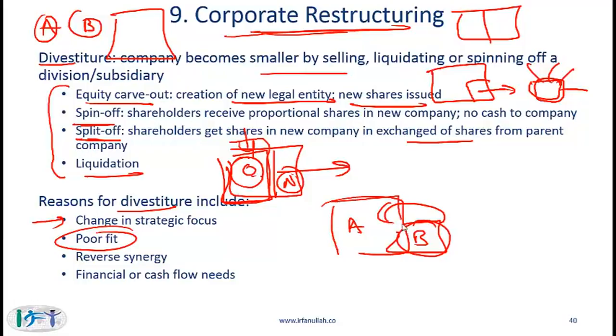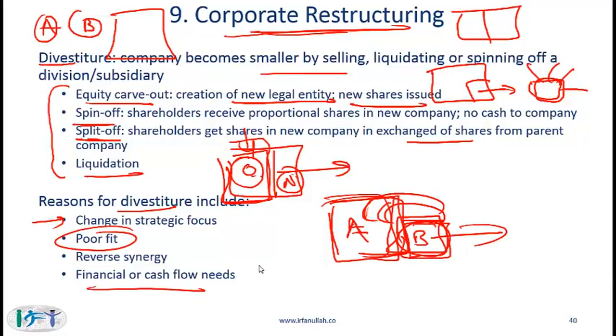Another silly example, let's say you are in the automotive industry. A is known to make luxury cars, so hits the high end of the spectrum, and then this division makes low-end cars. And you figure out that because of this low-end division, that is having a negative impact on your core business. The perception now is not that you are a luxury car maker. So then what you might do is spin off B and just focus on your core market segment. Financial or cash flow needs: a company is running into financial issues, so it sells off a division, and with that money it tries to at least keep its main business going.